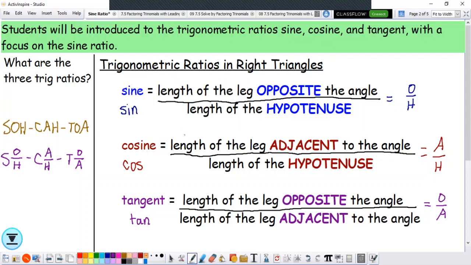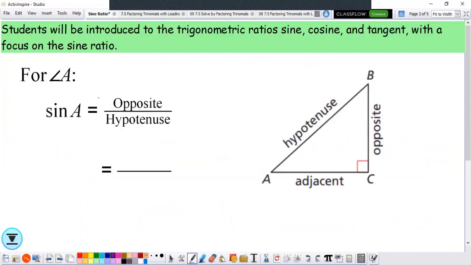We're going to spend the next couple of slides focusing on the sine ratio. So again, the sine ratio is the opposite length over the length of the hypotenuse. And so we're looking at angle A. It's always a good habit to recognize where angle A is. Our opposite side is even labeled opposite for us here, is side BC. So the ratio here would be BC over the hypotenuse of this triangle, which would be side AB.